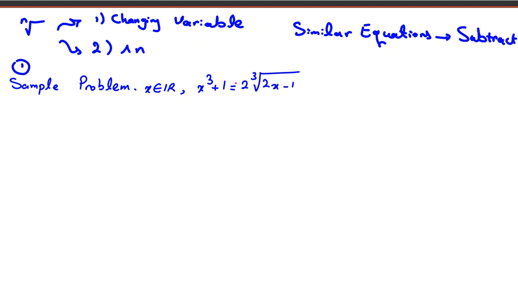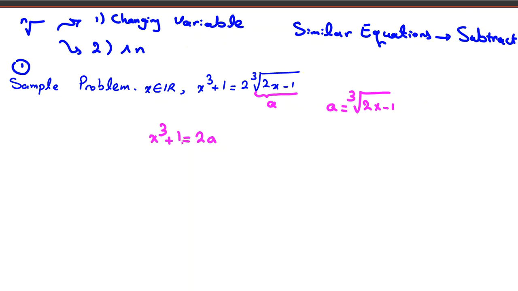Now for this problem, it says x is a real number and x cubed plus 1 equals 2 times the cube root of 2x minus 1. I consider this part as a, so it will be x cubed plus 1 equals 2a. Here a is the cube root of 2x minus 1. I'm using the first approach here.